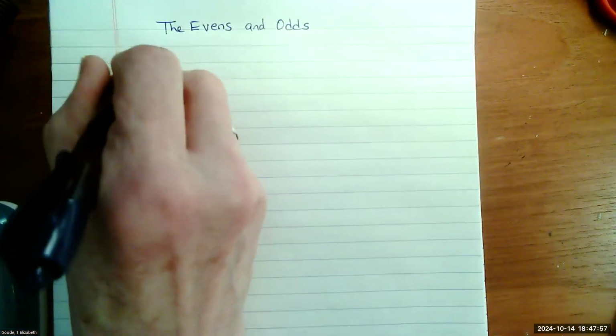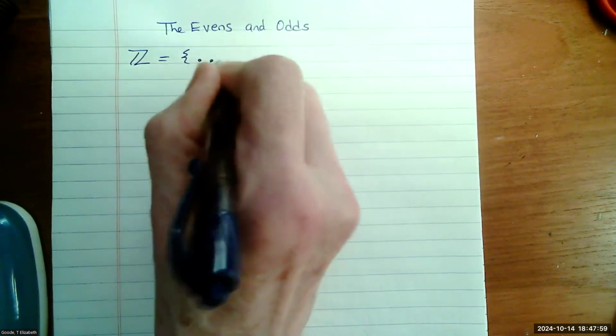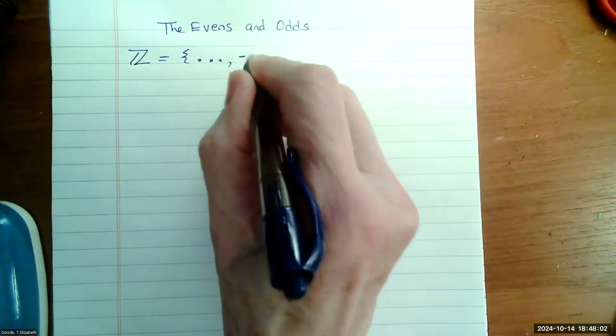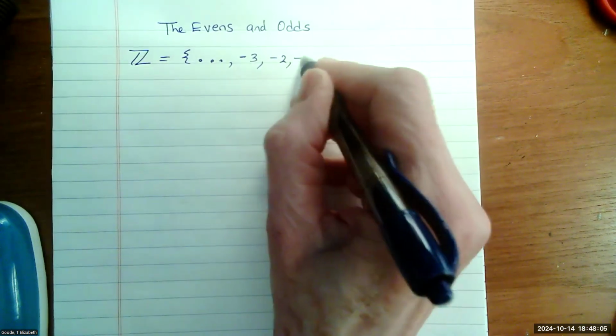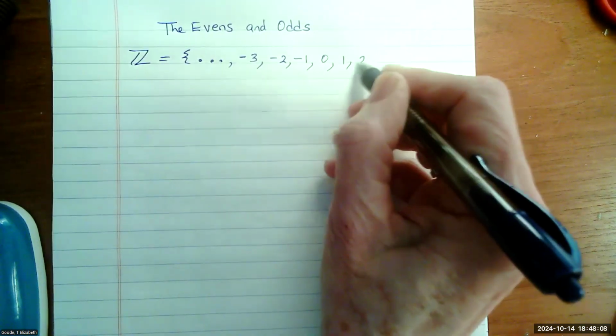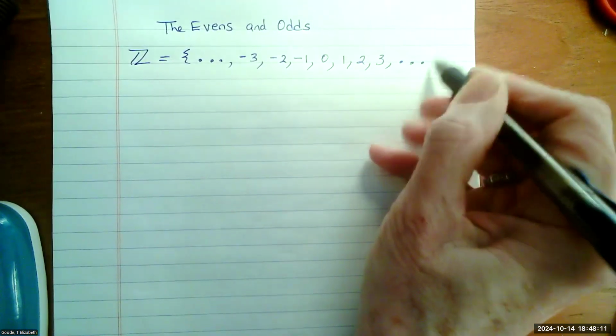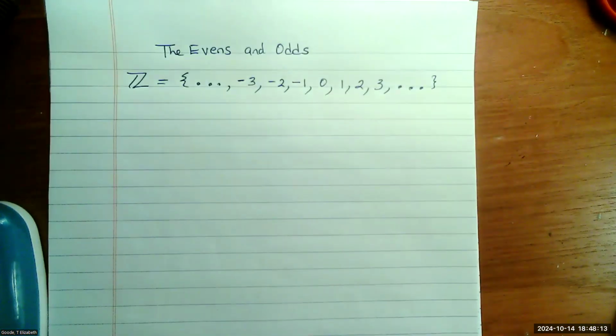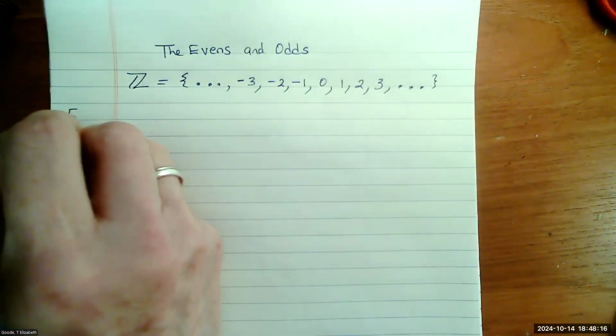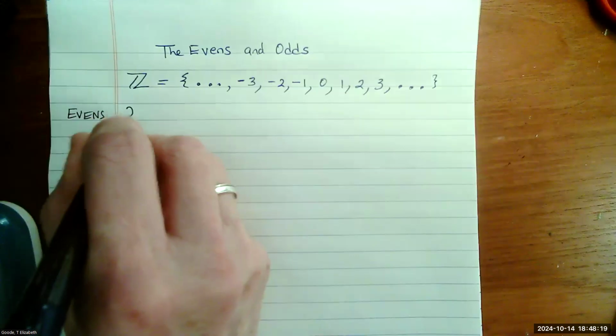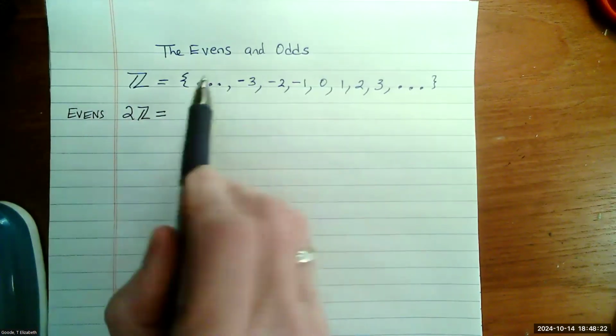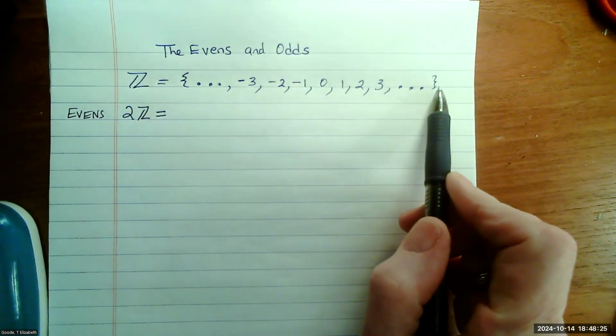So let's take a closer look at the evens and the odds. Now we know that Z is a set that we could write using roster notation or list notation, right? With our ellipses, our dots, okay? So we recognize that this set is what we call the integers, right? 2Z, the evens, is what we get when we take this entire set and we multiply it by 2.